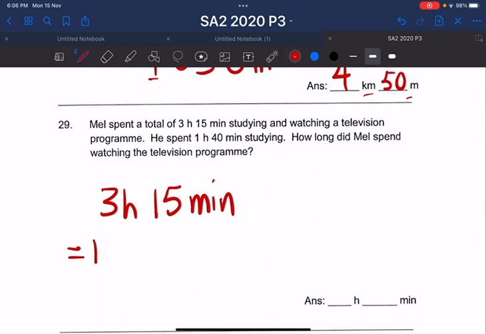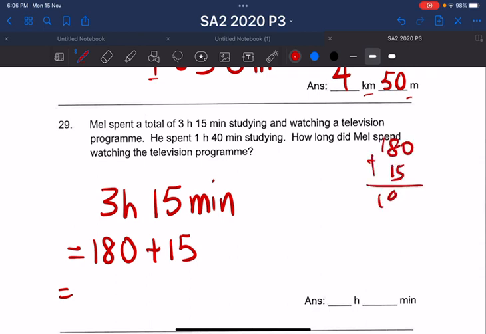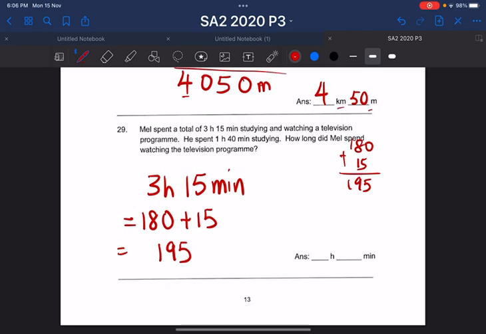3 hours is 60 times 3. Do you know how I get 180? Because 1 hour is 60 minutes. 3 hours is 180, right? So 180 plus 15, because there's still 15 minutes, right? So if I do that, I will have a total of 195. So 195 minutes is the total for TV and also for studying.